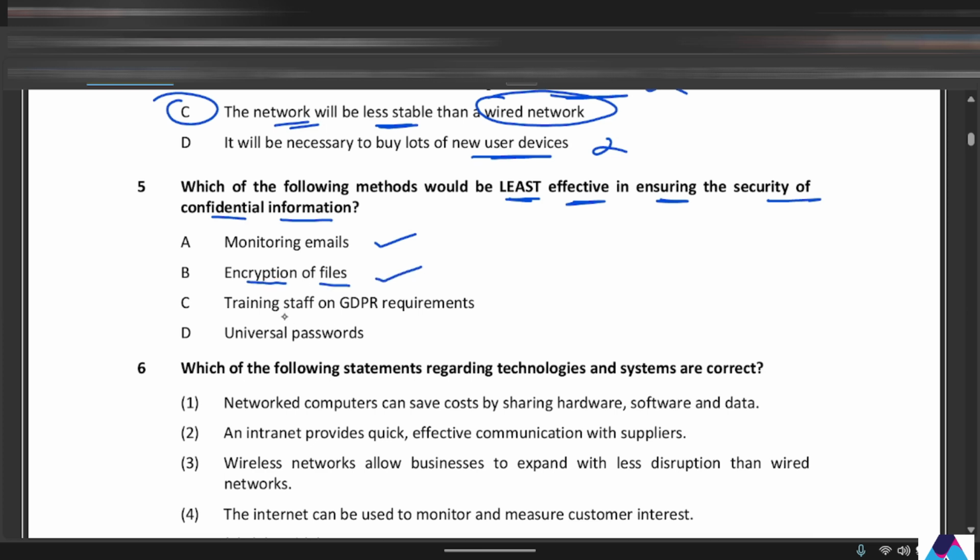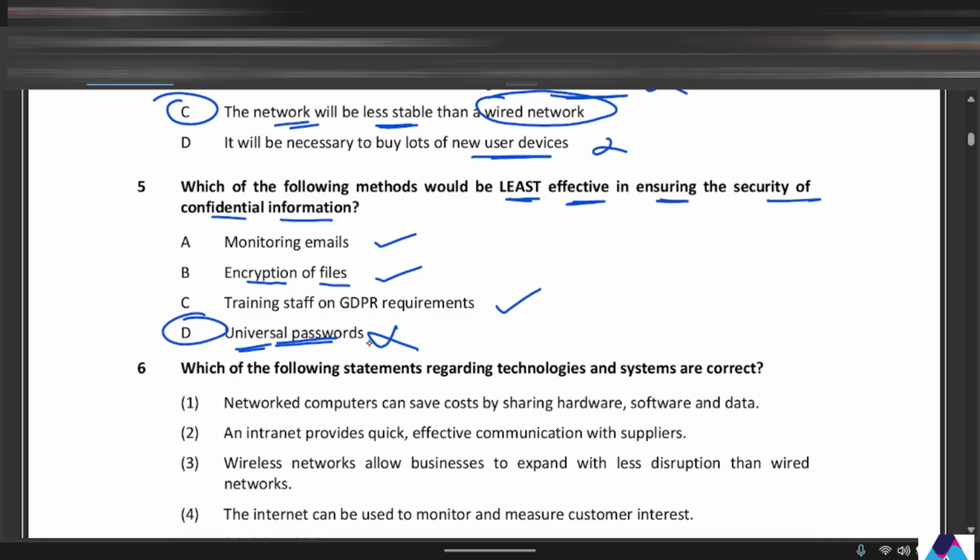Encryption of files, effective. Training staff on GDPR requirements. Now GDPR is basically the General Data Protection Regulation, right? So if you are training your staff on that, then yeah, that is effective. And part number D says universal password. You can just look at it and say that this is the answer, because you are going to provide a standard password which everyone can use to access your information. So what kind of security is that? Obviously it's the worst security measure.